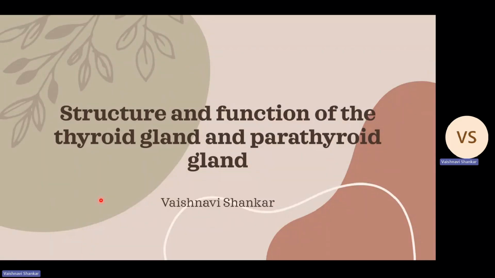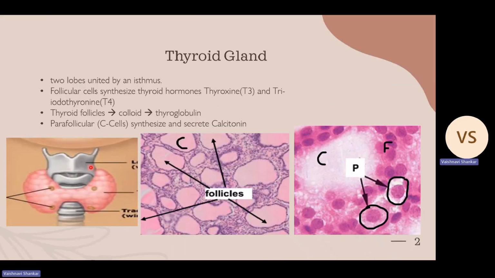In this video, I'll be talking about structure and function of the thyroid and parathyroid gland. Thyroid gland is located anterior to the larynx, consists of two lobes united by an isthmus. Its function is to synthesize the thyroid hormones, thyroxine and triiodothyronine, which are important for growth, cell differentiation, control of the basal metabolic rate, and oxygen consumption.